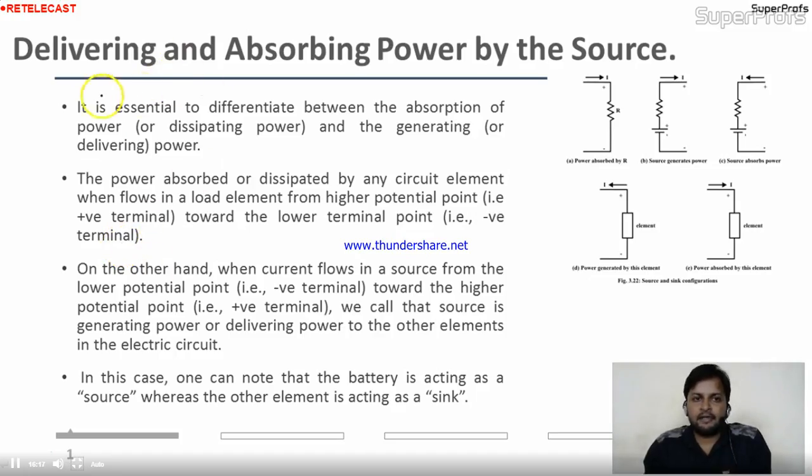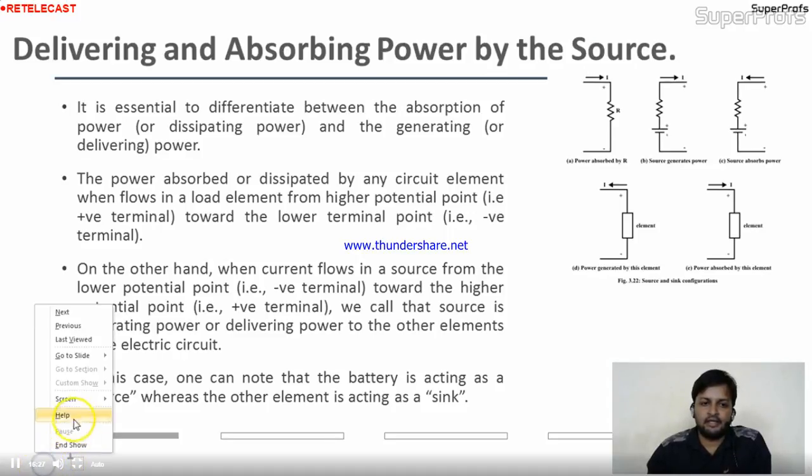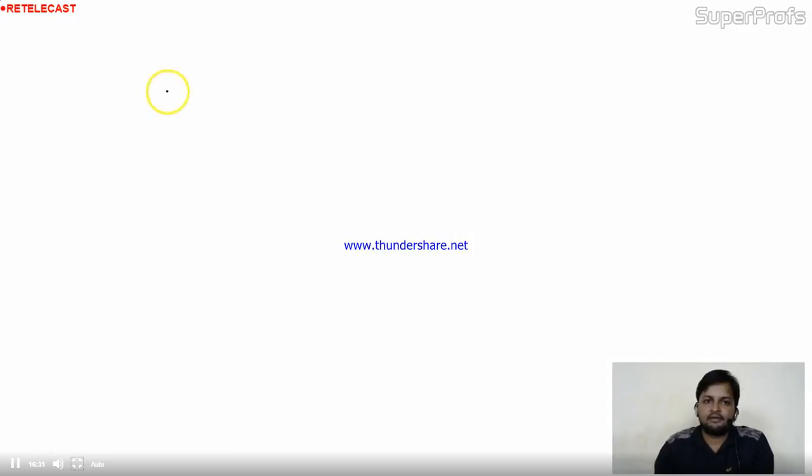Come to the next topic, and this is the last topic of the unit, delivering and absorbing power by the source. See friends, I'll tell you first what is the power, and then we'll come to the absorption and delivery of the power. Friends, power is nothing but V into I. This is the mathematical term.